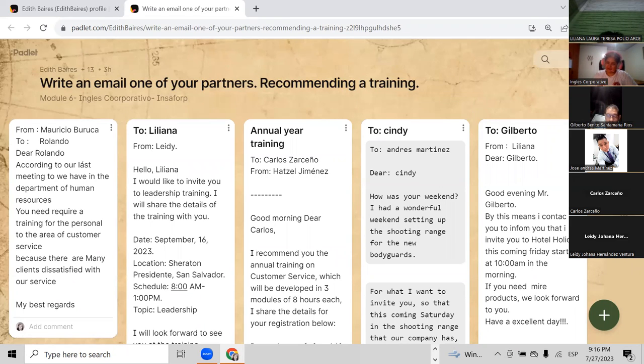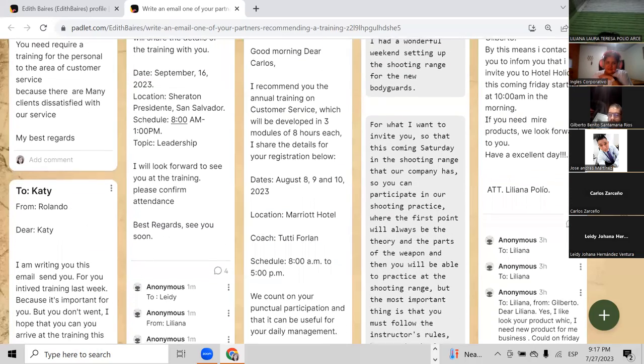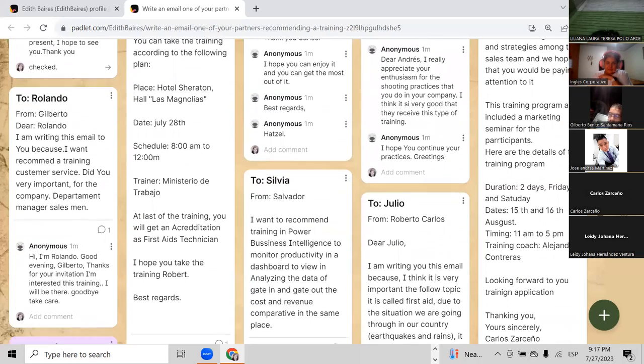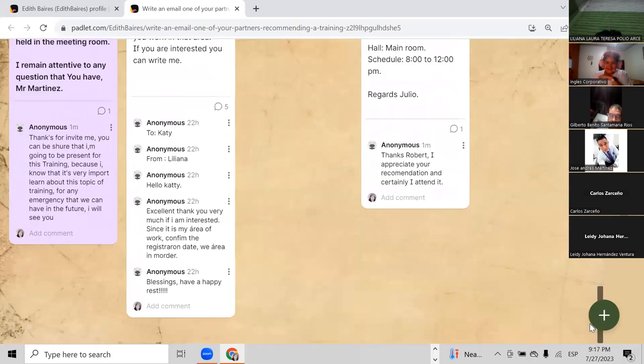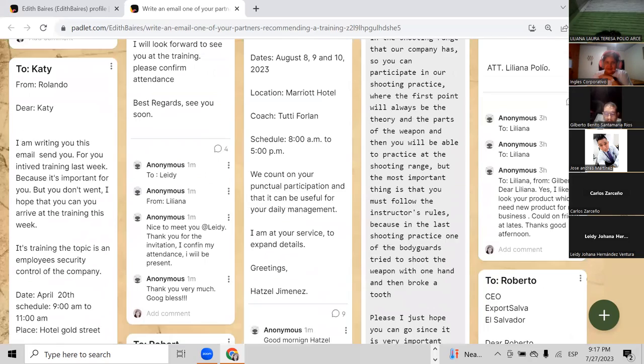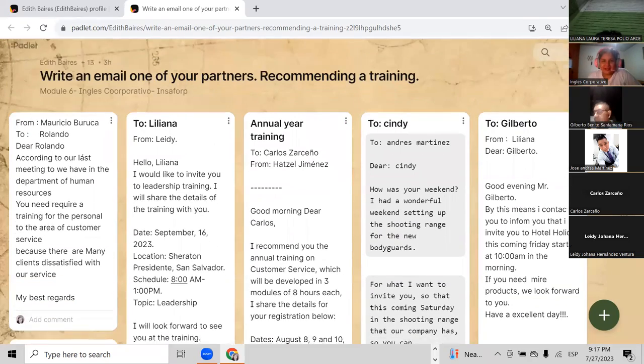Okay, Robert, you said that you received 2, right? Okay, Mauricio. How many emails did you receive, Mauricio? Oh, he is only a listener. William is also a listener. Oh, yes, Robert. I received 2 emails, from Carlos and Julio, but I don't find the email of Carlos. Let me see. But I haven't deleted it. I remember that I read that email. Yes, I read it.